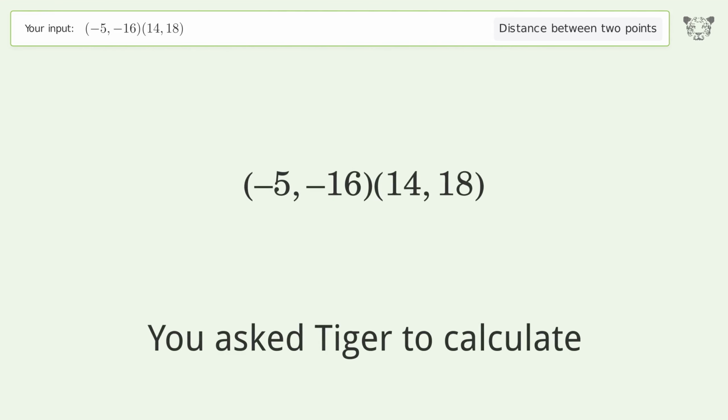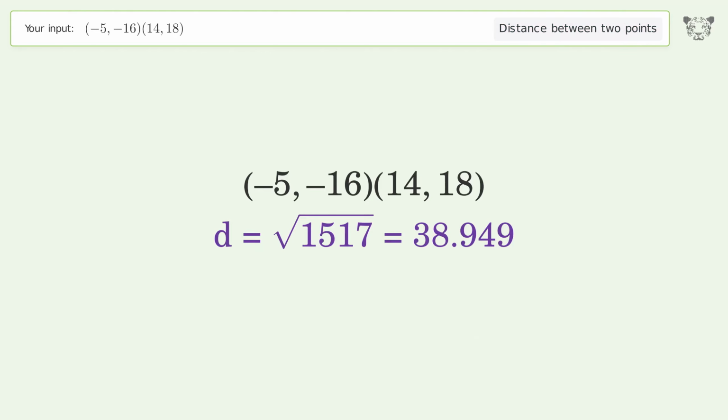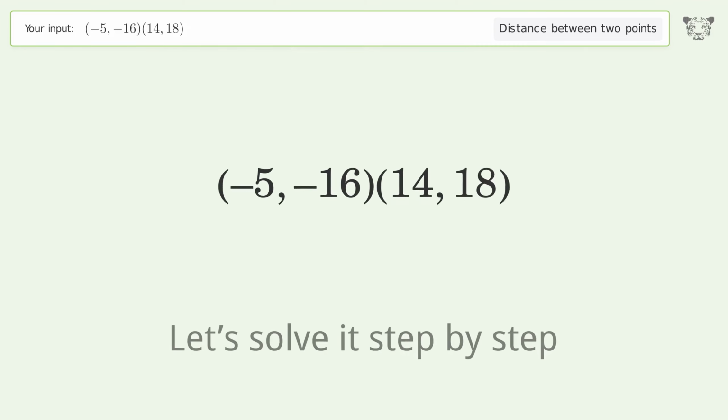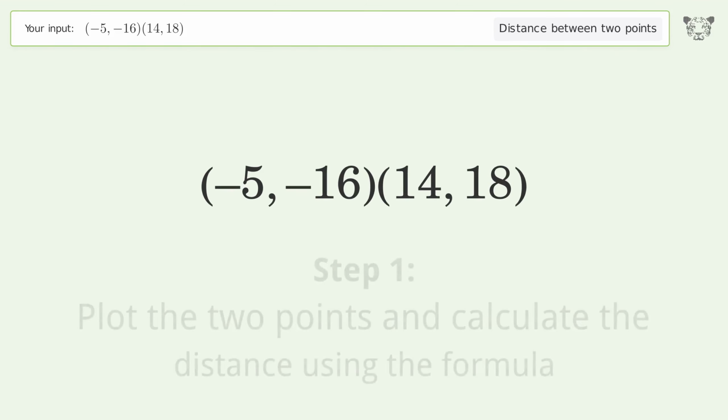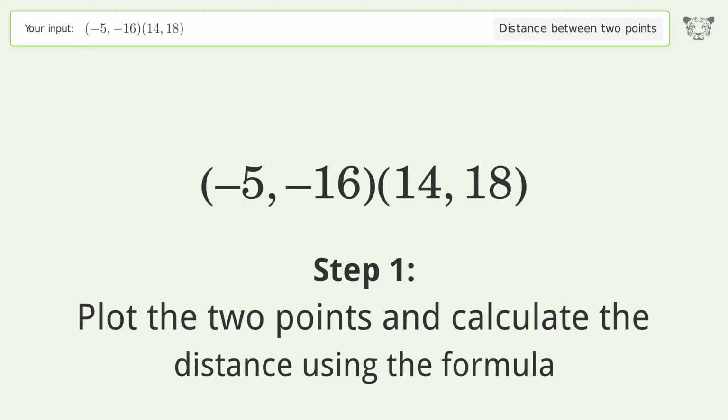You ask Tiger to calculate. This deals with the distance between 2 points. The distance between the 2 points is the square root of 1,517, or 38.949. Let's solve it step by step. Plot the 2 points and calculate the distance using the formula.